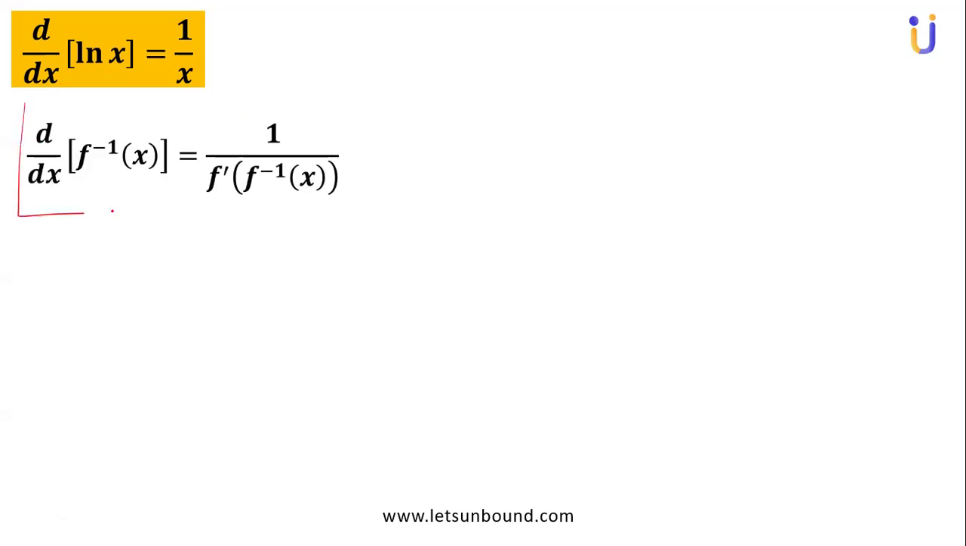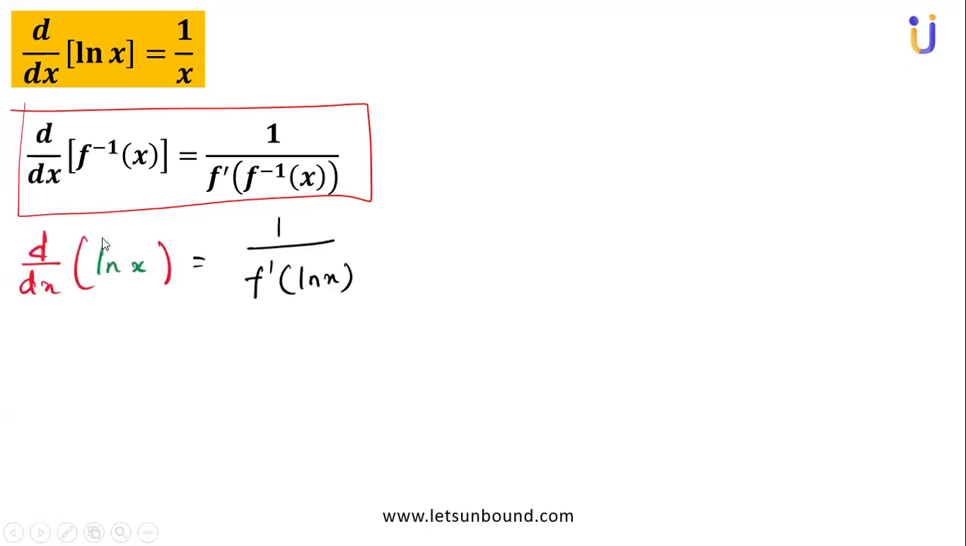We know d by dx of f inverse of x is this, right? So my f inverse of x is ln x. So wherever f inverse comes, you use ln x. But f dash of ln x, how can I find f dash? Don't say that the differentiation of ln x is 1 by x. You should not do that. It's not equal to 1 by x, right?